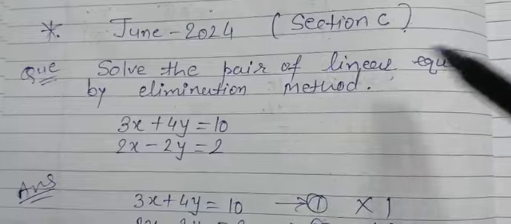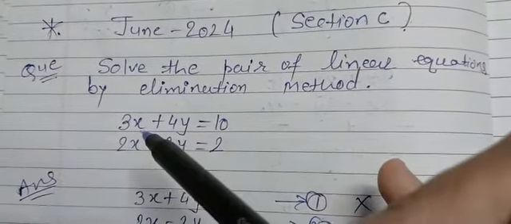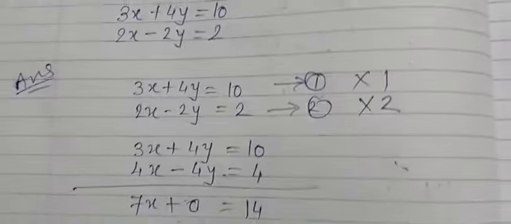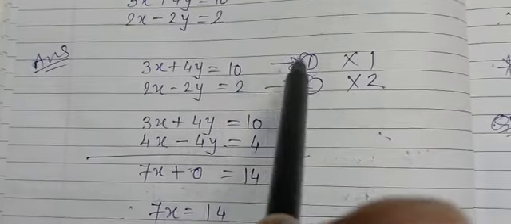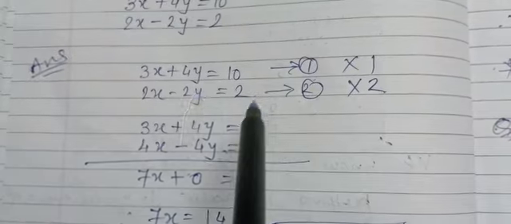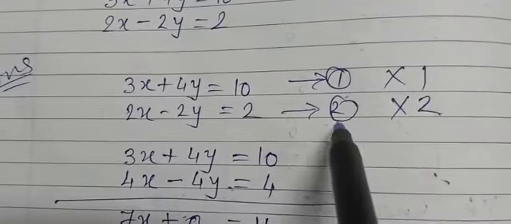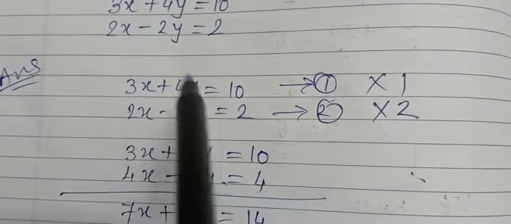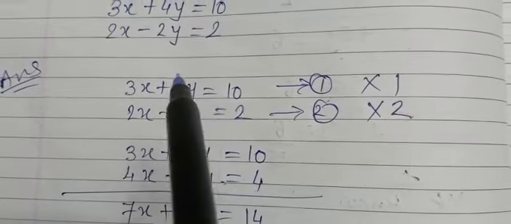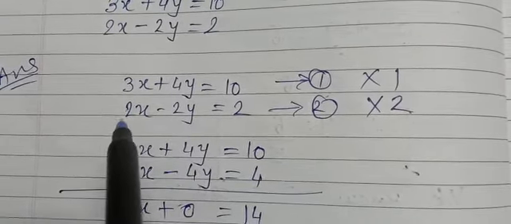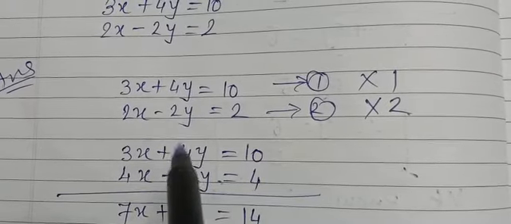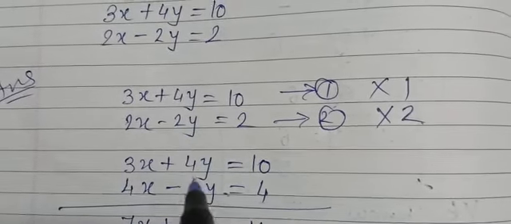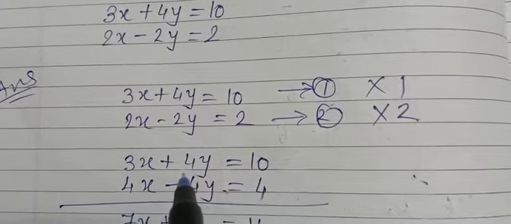When we say a pair of linear equations, that means we have to identify the values of x and y. Now I number the given equations: this is the first equation and this is the second equation. For the elimination method we have to eliminate one of the variables, either x or y. Once I eliminate one variable, I will be able to find the value of the second variable. This is how the elimination method works.